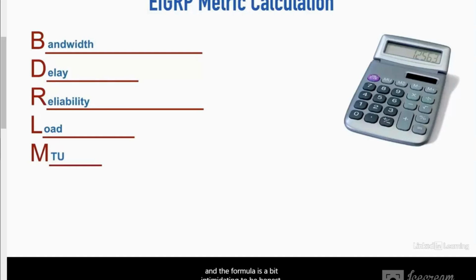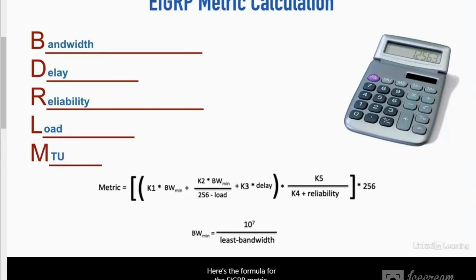And the formula is a bit intimidating, to be honest. Here it is. Here's the formula for the EIGRP metric. Now, I don't expect you to memorize this for the exam, but I want you to understand that there are ways of influencing the metric to pay more attention to bandwidth or delay or reliability or something like that. For example, if I wanted to pay more attention to the bandwidth value, I could change that K1 variable to a higher number. By default, that K1 value is a 1.